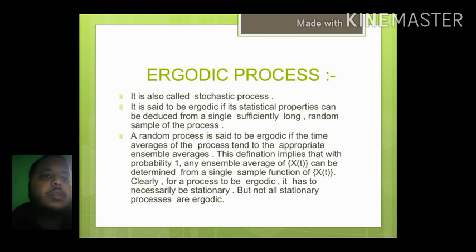A random process is said to be ergodic if the time averages of the process tend to the appropriate sample average. This definition implies that with probability 1 any sample average of x with respect to t can be determined from a single sample function of x(t). Clearly, for a process to be ergodic, it has to necessarily be stationary, but not all stationary processes are ergodic.